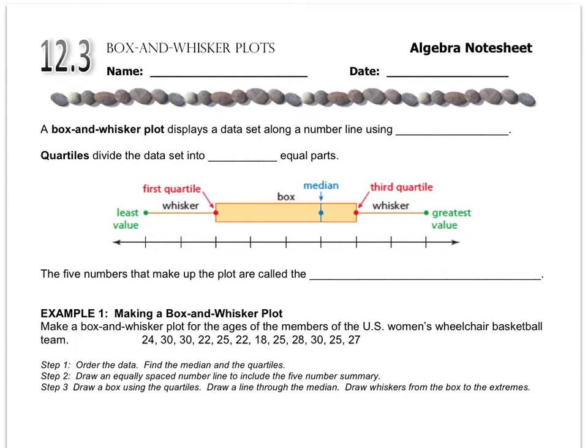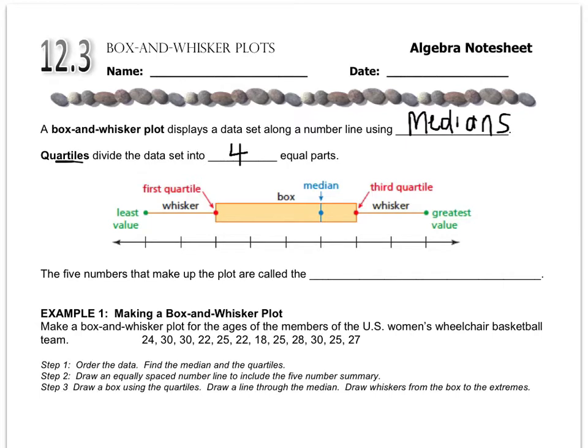A box and whisker plot displays a data set along a number line using medians and quartiles, dividing the data set into 4 equal parts. If you think of quarter, quart, there's 4 quarts in a gallon, there's 4 quarters in a dollar. So quartiles separate the data into 4 parts. So here's what the box and whisker plot's all about.